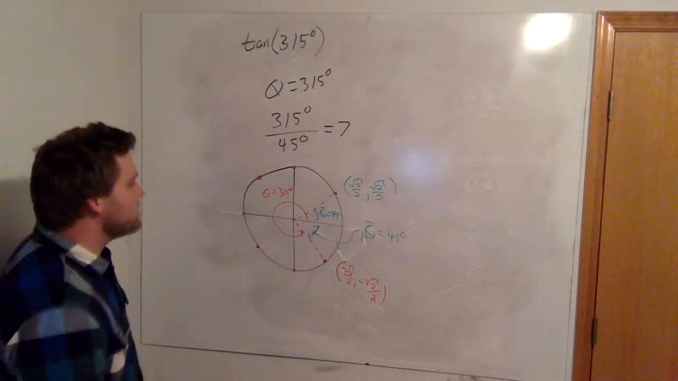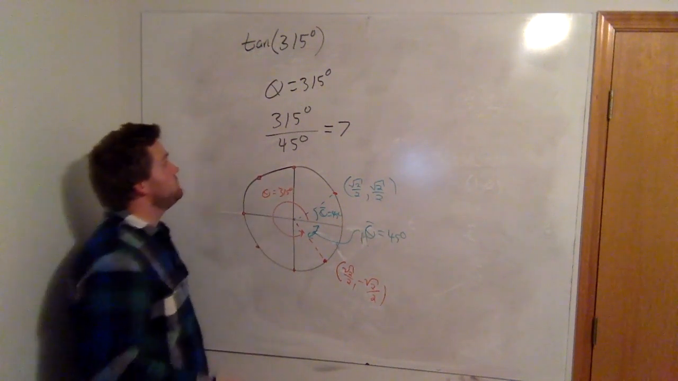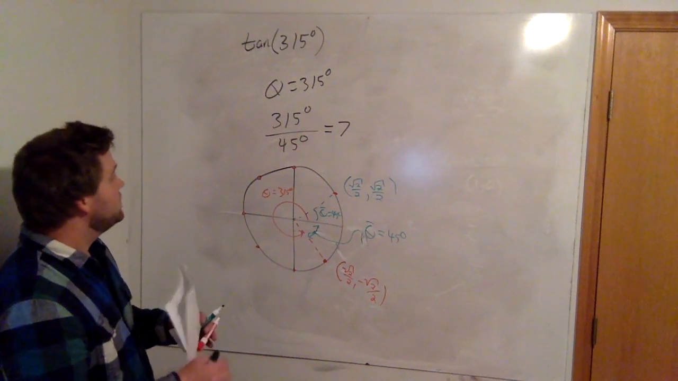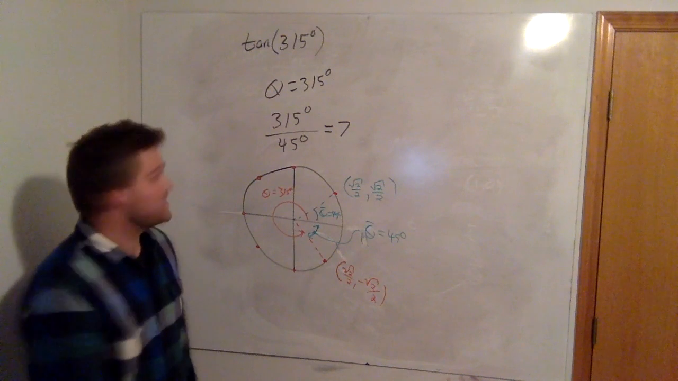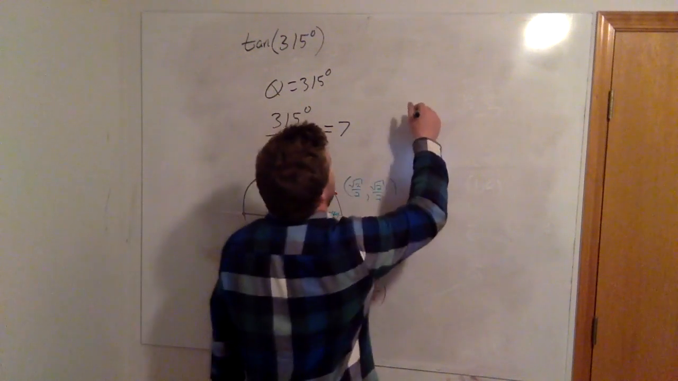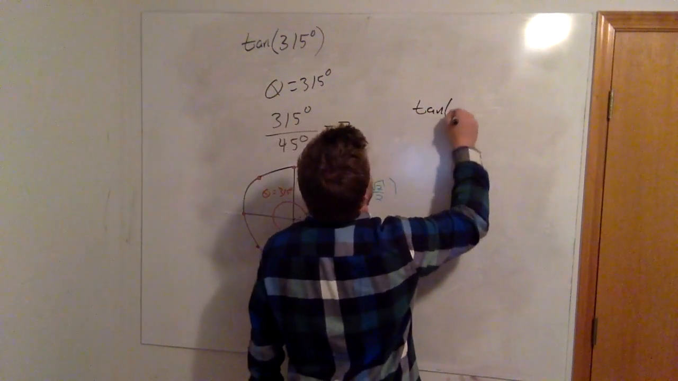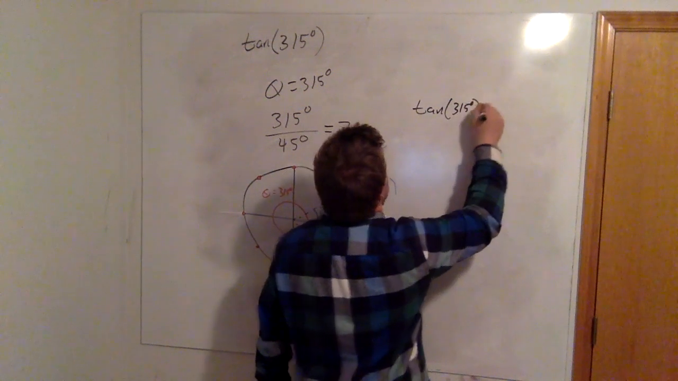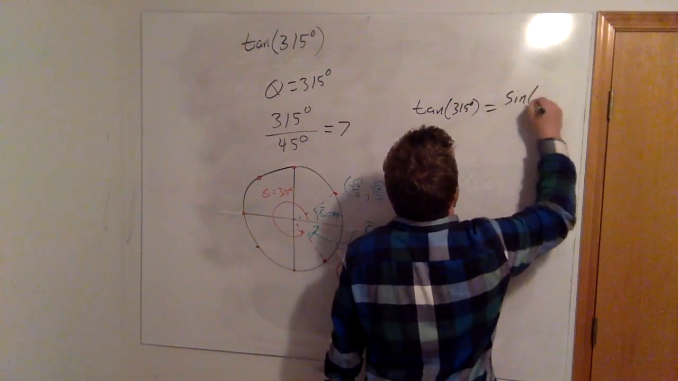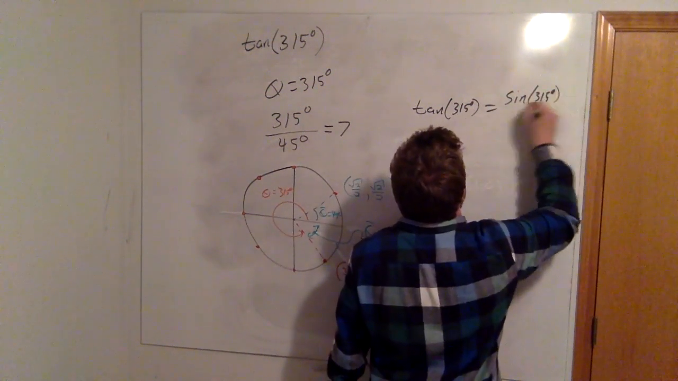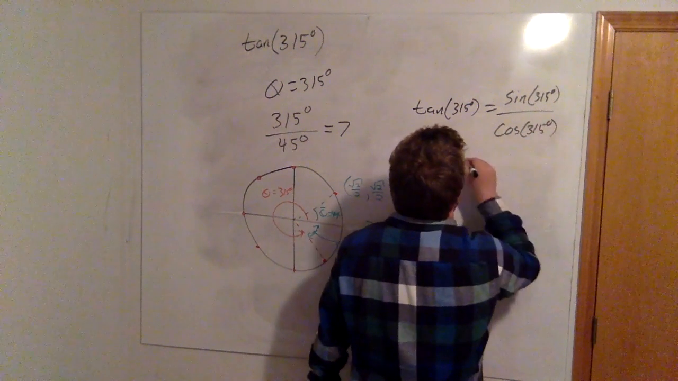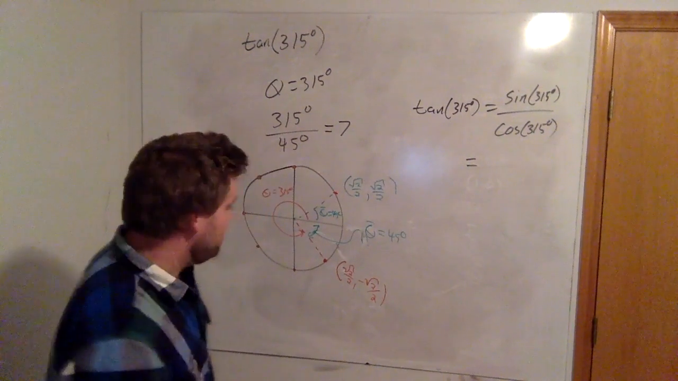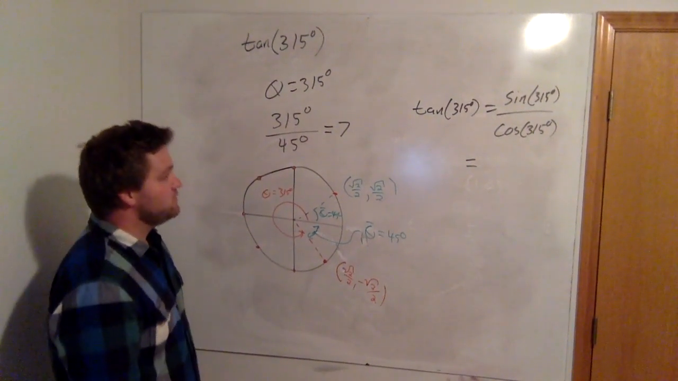So what I want to know is what sine of 315 degrees is. What I always do for these exercises is write my trig functions in terms of sines and cosines. Here we have that tangent of 315 degrees is equivalent to sine of 315 degrees all over cosine of 315 degrees.